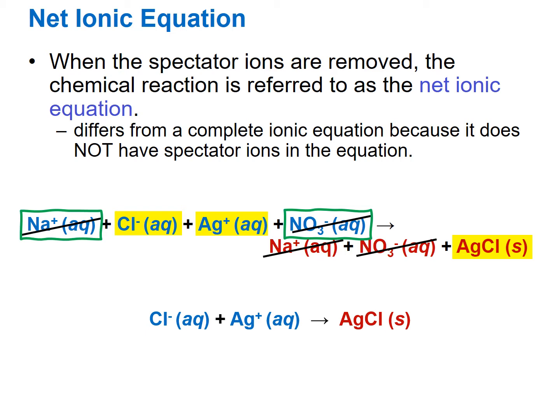You can't get there from here without going through the other steps. Not easily, and probably not with any great accuracy. You kind of need to start off with your molecular formulas, or at least your formulas, and then do your complete ionic equation, figure out where your spectator ions are, and then you can come up with this.